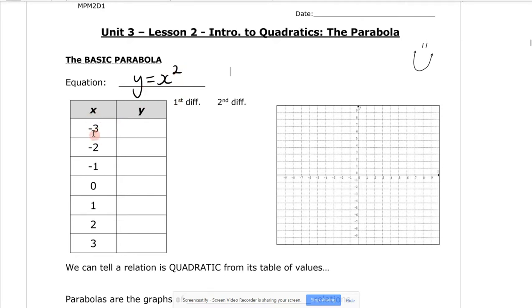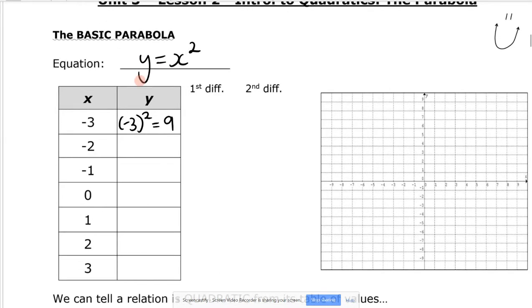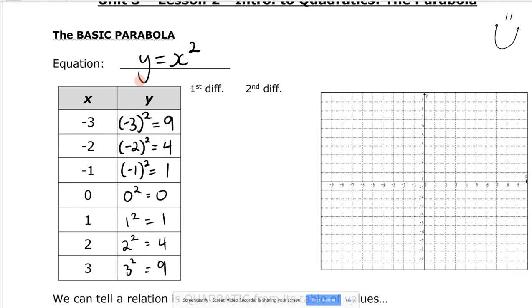So for x equals -3, you substitute that -3 for your x and you square it to get your y value. So -3 squared is equal to -3 times -3, which is +9. Then -2 squared, which is equal to -2 times -2, which is +4. And then -1 squared is equal to -1 times -1, which is +1. 0 squared, 0 times 0 is 0. And then 1 squared, which is 1. 2 squared, which is 4. And 3 squared, which is 3 times 3, which is 9.